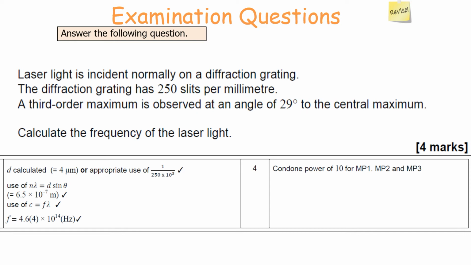So it's 250 times 10 to the 3. Therefore you get your value for d, you then plug this into the equation nλ = d sin θ, and you make lambda the subject. You say λ = d sin θ over n.